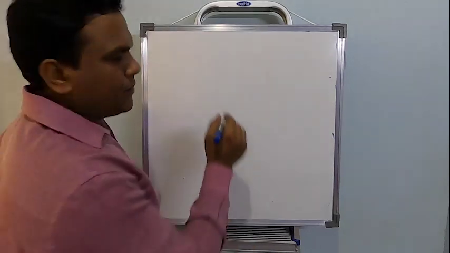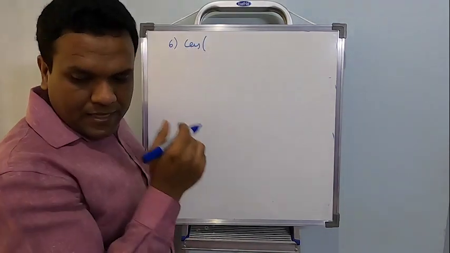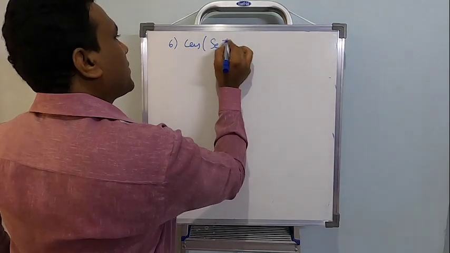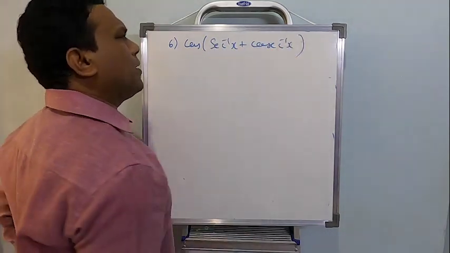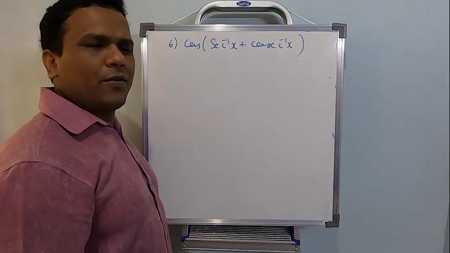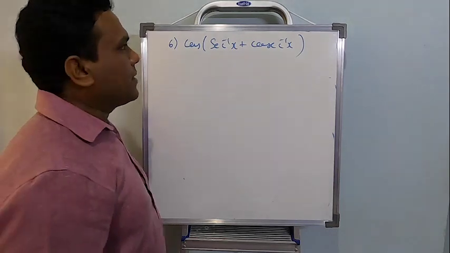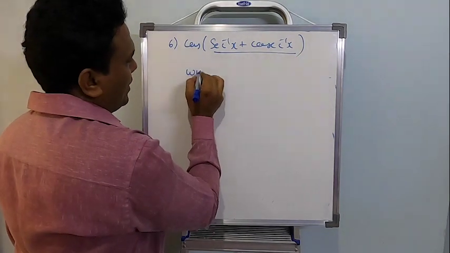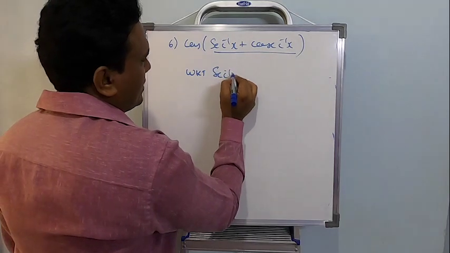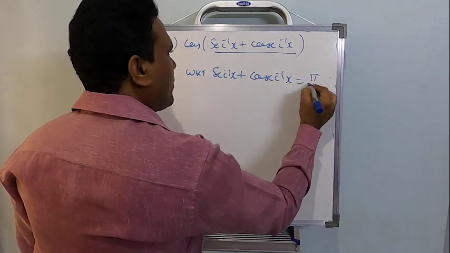Problem number 6: find the value of cos of secant inverse x plus cosecant inverse x. This is one formula we didn't use repeatedly, if you remember. There were three formulas in the form of identities, and now we have a direct one. Secant inverse x plus cosecant inverse x equals pi by 2.